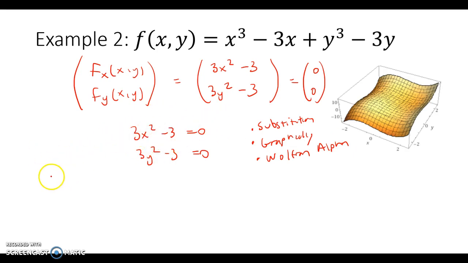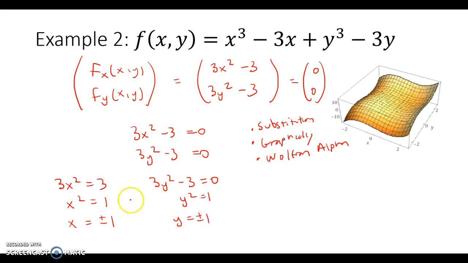So the first equation I'm going to solve for x first. So I have 3x squared equals 3, which means x squared equals 1, which means x equals plus or minus 1. Now what I need to do is do the same thing for the second equation, 3y squared minus 3 equals 0, well, equals 3. So y squared equals 1, which means y equals plus or minus 1. This is a little bit tricky at first, but I have 4 points here. I have x equals 1, y equals 1, x equals 1, y equals negative 1, and we'll look at that next.